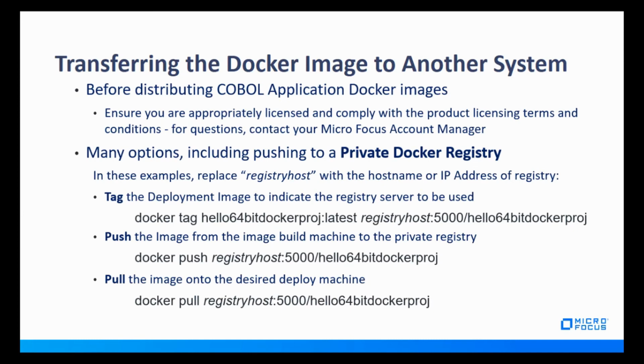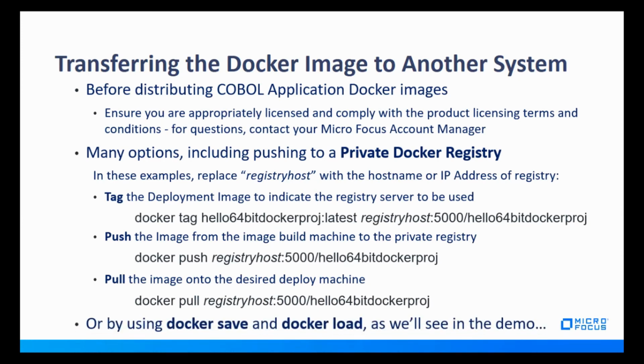Another option for deploying your image onto another system is to use Docker save and Docker load commands. This may be a simpler deployment process for a developer, and also works in situations where your target system may be on a network that is isolated from the development system. As a final demo, we'll try out using these commands.